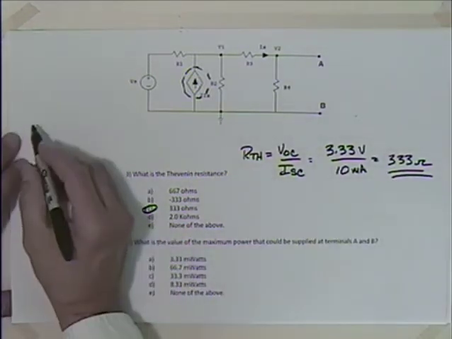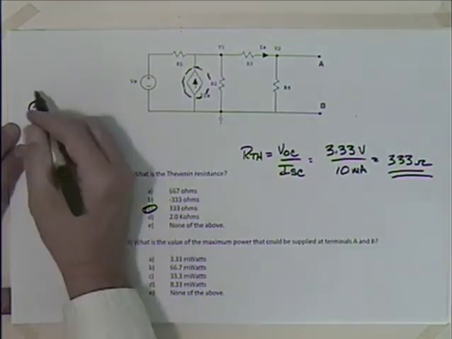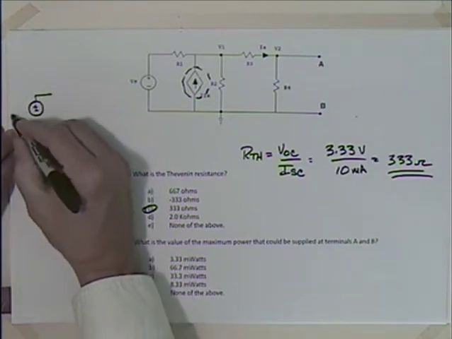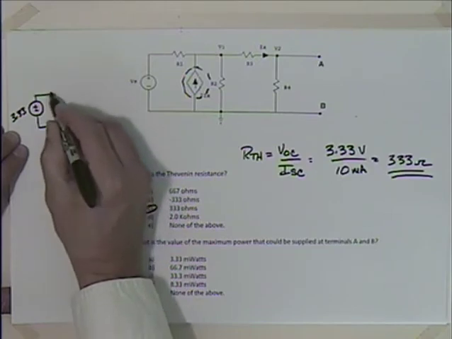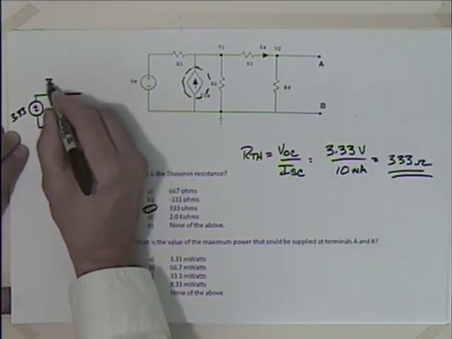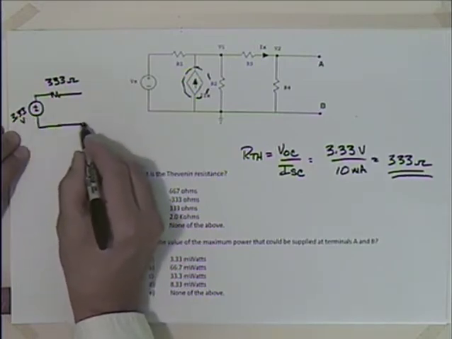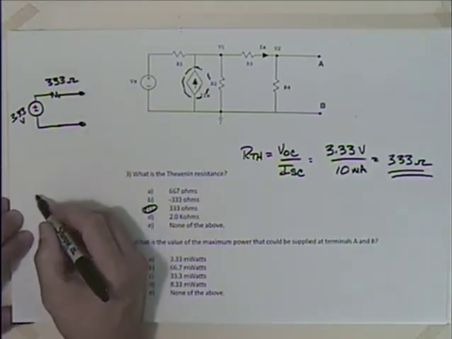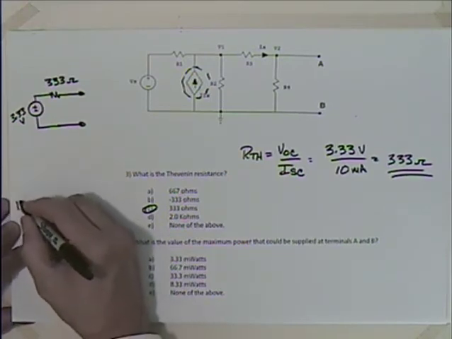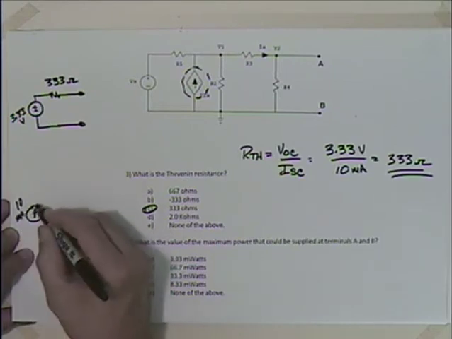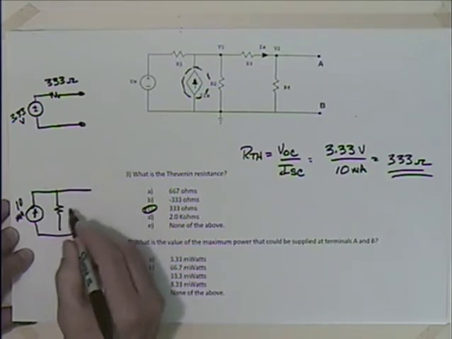Well, we have a couple scenarios now. We could come over and look at the Thevenin source, which says that we have the open circuit voltage, 3.33 volts, in series with a resistance, 333 ohms. And we have the Norton model, where we had 10 milliamps in parallel with the resistance.